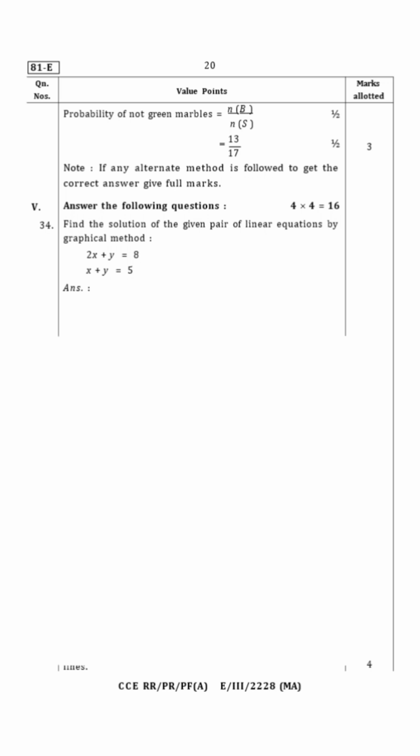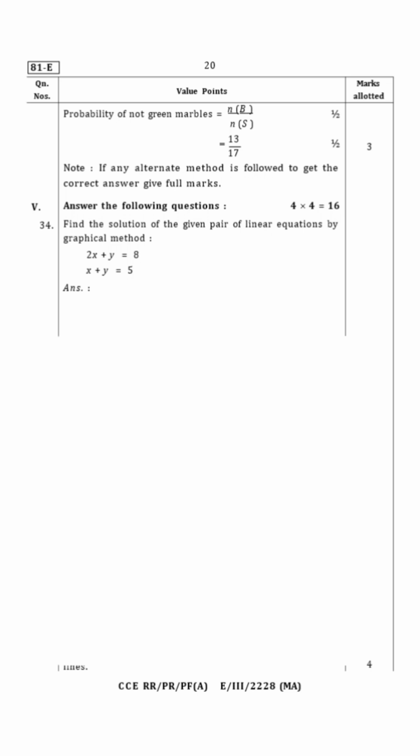Now let us solve the Roman number 5 questions. Each question carries 4 marks. There are 4 questions, total 16 marks. Find the solution of given pair of linear equations by graphical method. This is a very important question. In each and every question paper it appears.